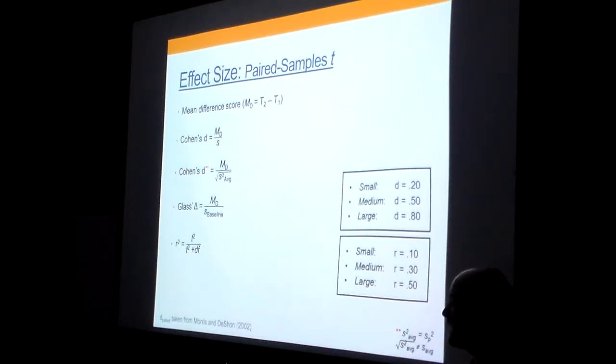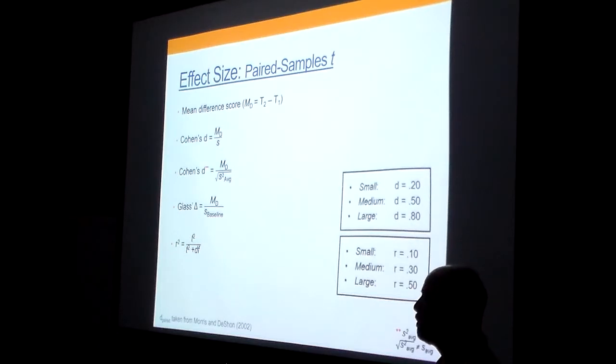We can't have different sample sizes at time 1 and time 2. We have to have the same people in both things, right? And if we have the same people in both, you can use your pooled variance formula, but it's going to be the same as the average, right? And so if we want to calculate a Cohen's d, we can just take the average variance at time 1 and time 2 and take the square root of that.